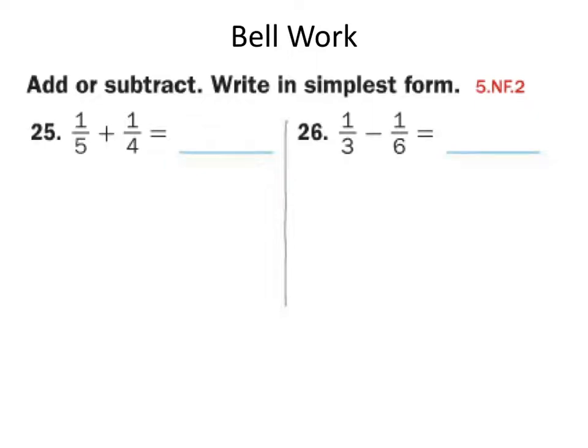Here's the bell work. Hopefully you guys got that done by now. You're supposed to have it done by the bell, you know. Alright, so there you go. Got 9/20ths on number 25, and 26 gives you 1/6.